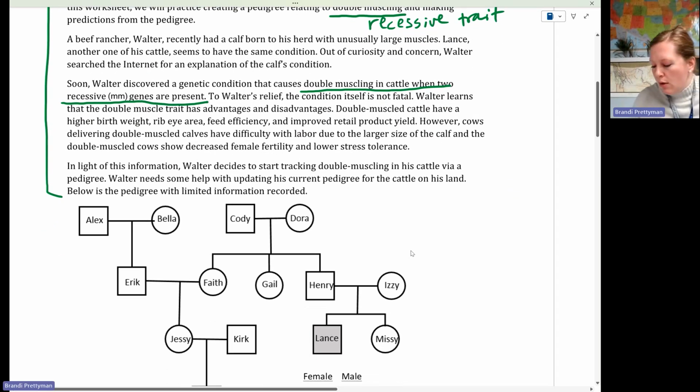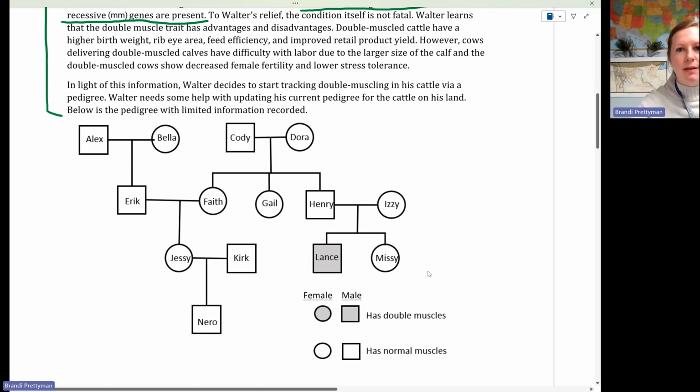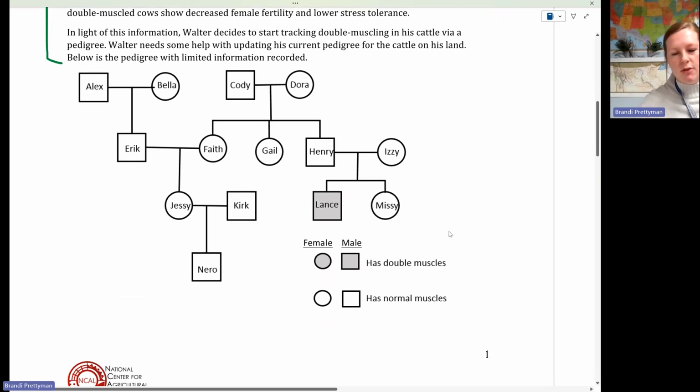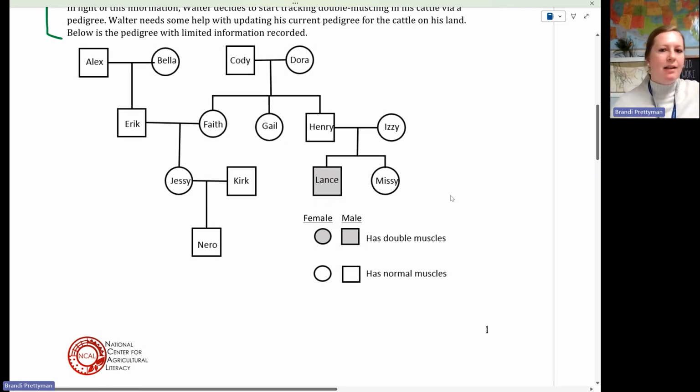Okay. Once you're done reading, let's look at this pedigree below. Walter makes a pedigree of all of his cows, which is kind of cute because they all have names. Oh my gosh, so sweet. Except don't forget they're all going to be butchered someday, which is kind of sad. So don't get too attached. Okay, so we have a pedigree, and honestly, not a lot of the cows have double muscling.